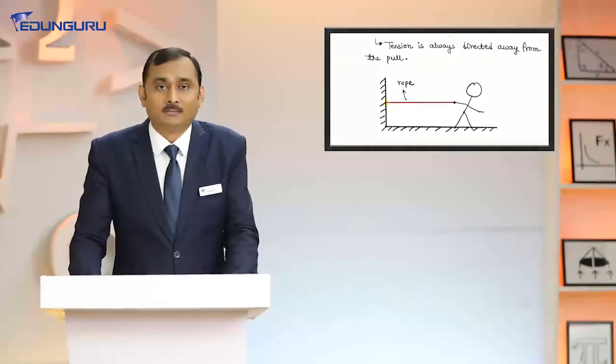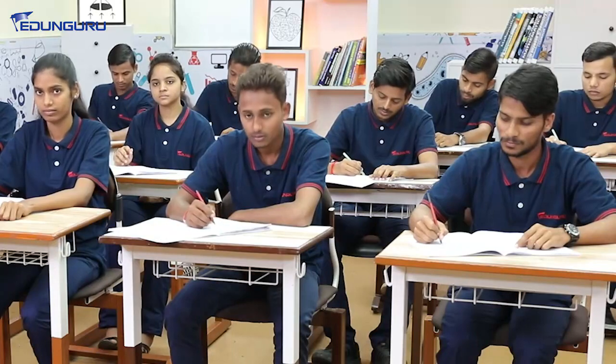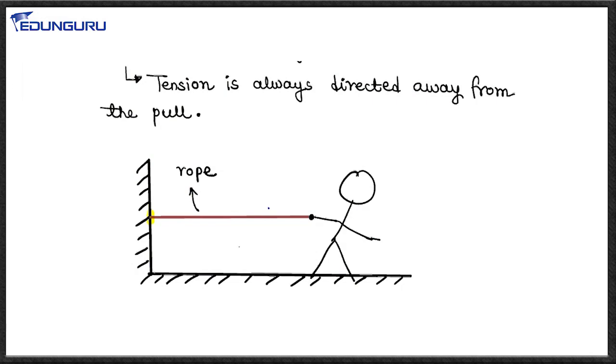Now, can anybody of you tell me what is the direction of the pull experienced by this man? Please mark my words. It's along the rope and away from the man. So this is the direction of pull. I call this tension.